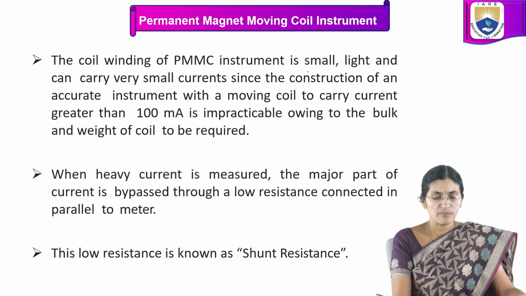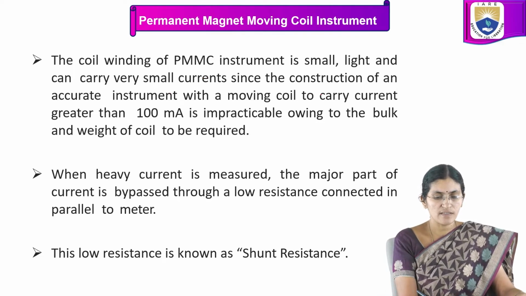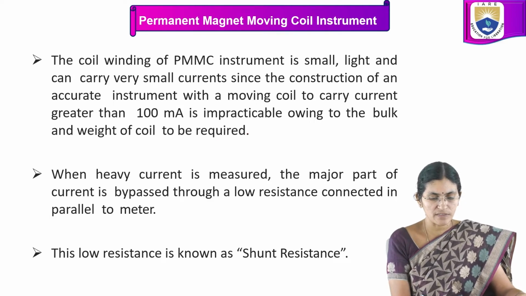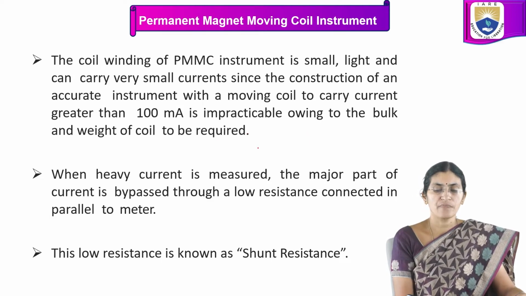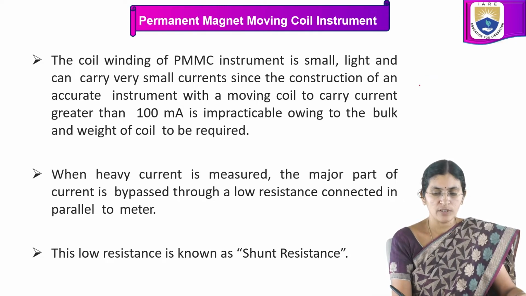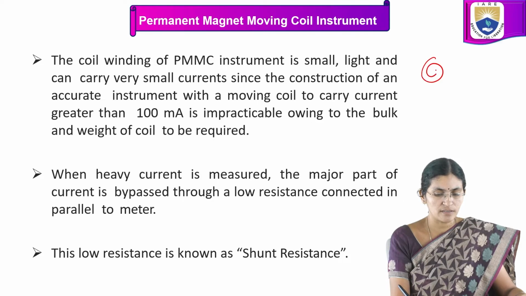The coil of the PMMC instrument is small, light, and it can carry very small currents. Since the construction of an accurate instrument with a moving coil to carry current greater than 100 milliamperes is impractical owing to the bulk and weight of the coil which is required. We know that in the PMMC instrument, the springs carry the current. Two spiral springs are used to carry the current.